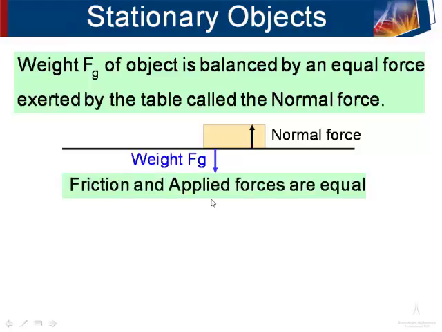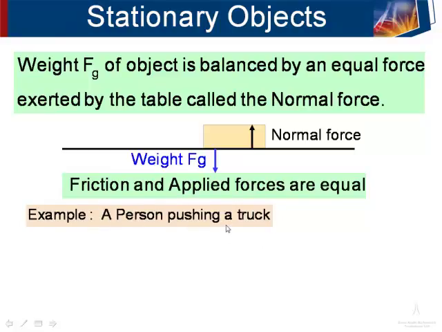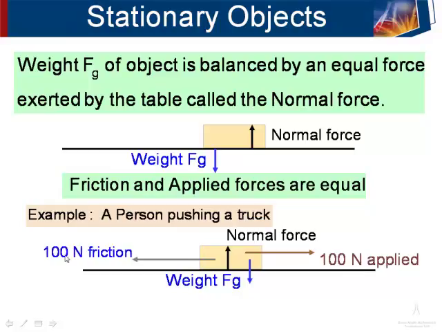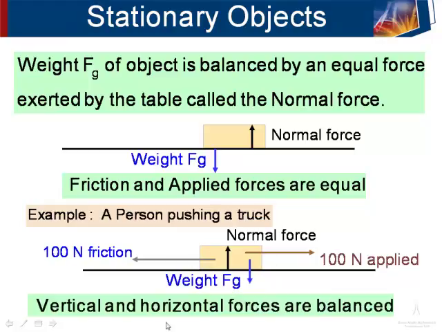If the friction and the applied forces are equal, an example of this is when a person is pushing a truck, there is no movement. Firstly, in the vertical direction, the weight downward, Fg, is balanced by the normal force upwards, so the vertical forces are in equilibrium. And then in the horizontal direction, we have a 100 Newton applied force balanced by a 100 Newton frictional force, and therefore there would be no movement. So the vertical and horizontal forces are balanced.